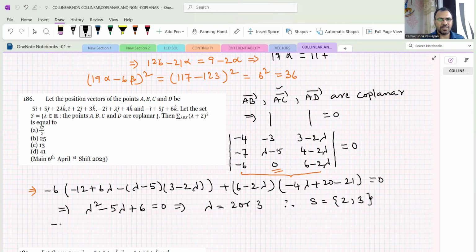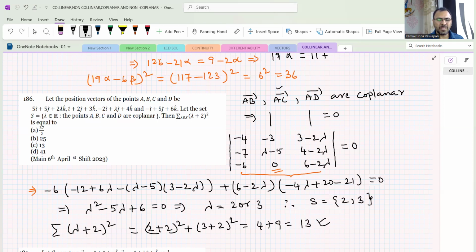Further, the question is not yet finished. They are asking what is the sum of lambda plus 2 whole square, where lambda belongs to S. Substitute each value of lambda. You will get 2 plus 2 whole square plus 3 plus 2 whole square. That's equal to 4 plus 9, that's equal to 13. Oh, sorry, 4 plus 25. This is 16 plus 25, that's equal to 41.